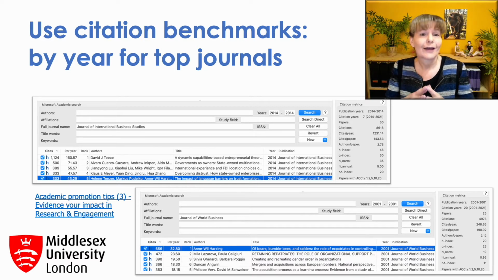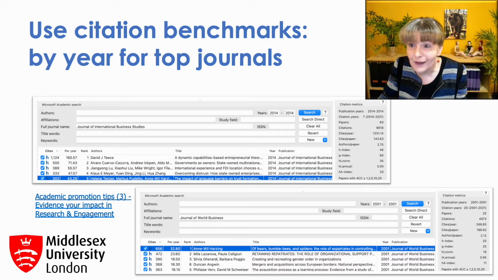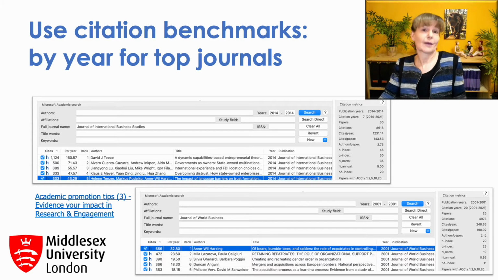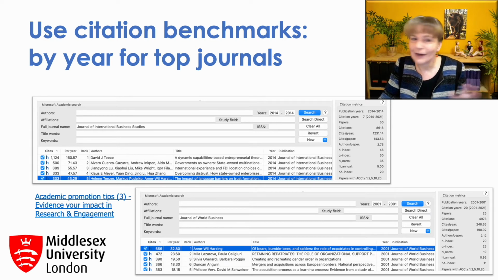You can also simply look at where your article ranks. Does it rank above or below the median? If you're making a case for promotion, you can also look at whether your article is in the top 10% or in the top 20%, or if your article is maybe single authored, is it maybe one of the most cited single authored papers? The possibilities are endless, and if you are at Middlesex and you're struggling with this, I'm always happy to help you. So if you want to know more in general about how to make your case for citation impact, have a look at the blog post that I've listed on this page.